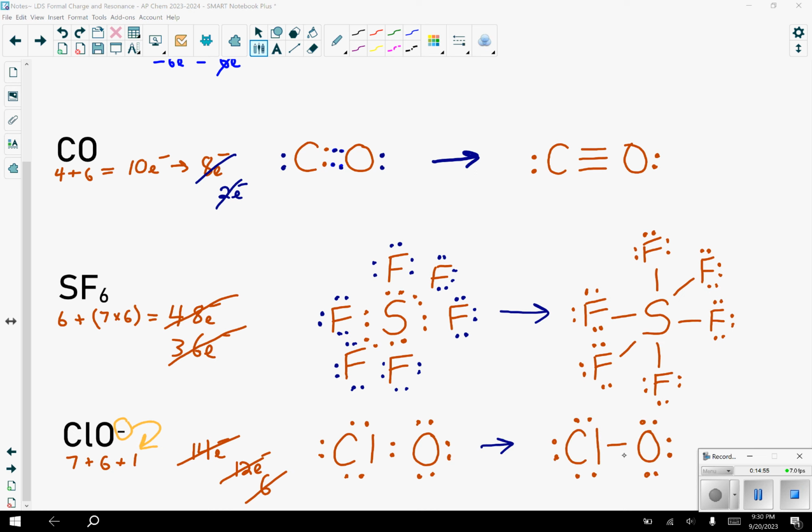I rewrote this with the bond line. Now, this is a polyatomic ion. You may have learned, sophomore chem, that all ions, when their Lewis dot structures are complete, must be written with brackets around them and the charge of that ion outside the brackets. So to complete this polyatomic ion's Lewis dot structure, I need to put brackets around it, put the charge, final answer for hypochlorite ion.